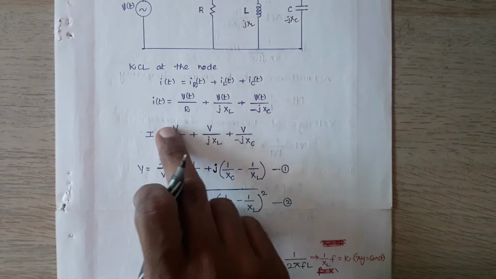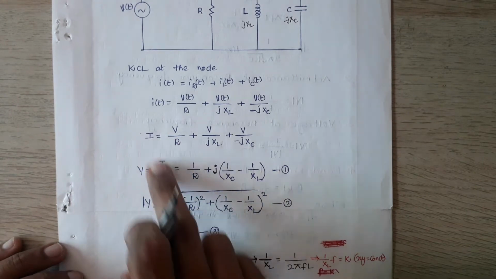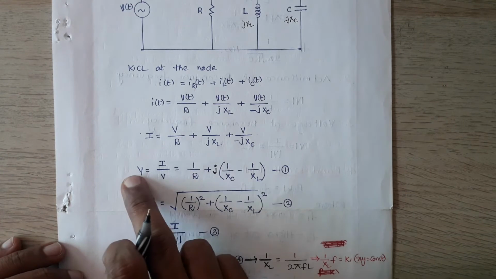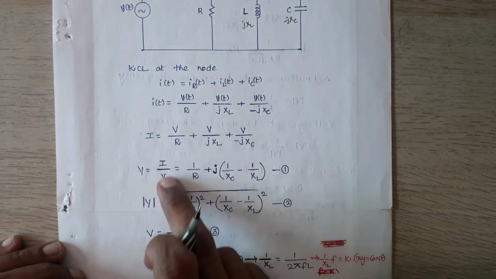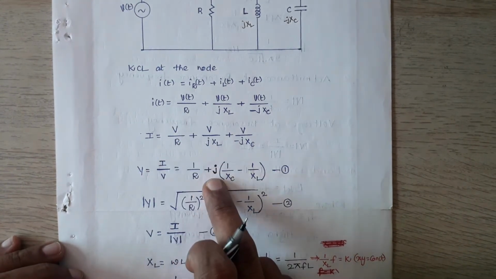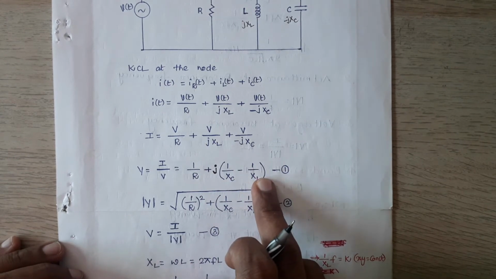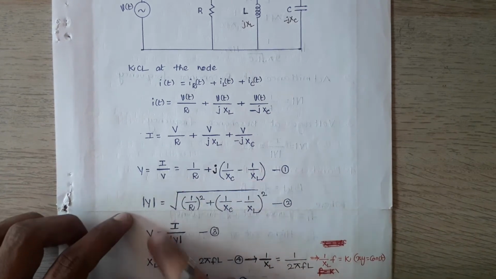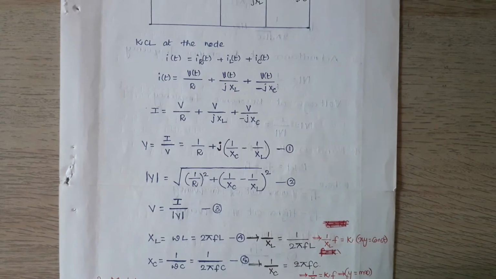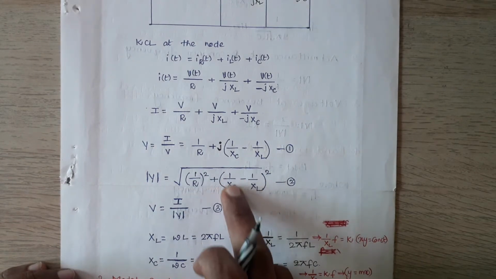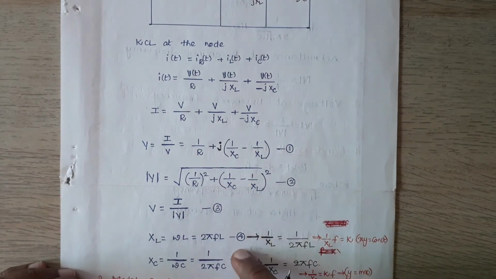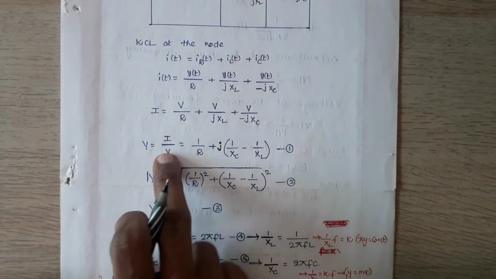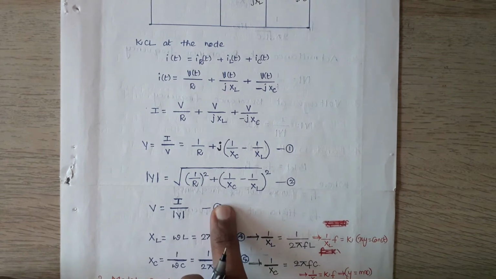Take V as common and bring V to the left hand side of the equation. So you get the current to voltage ratio I by V. Current to voltage ratio is admittance, and voltage to current ratio is impedance. So admittance equals current to voltage ratio, equal to 1 by R plus j times (1 by XC minus 1 by XL). Taking the magnitude, since it is in the form of a real term and an imaginary term, you get root over (1 by R) square plus (1 by XC minus 1 by XL) whole square. So V equals current by admittance. Take this as equation 3.